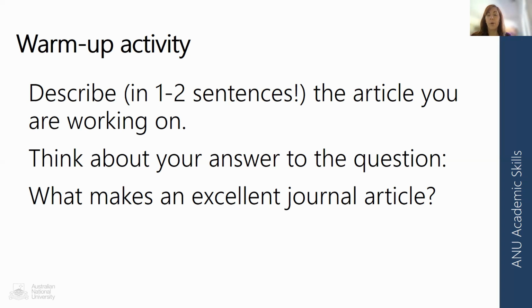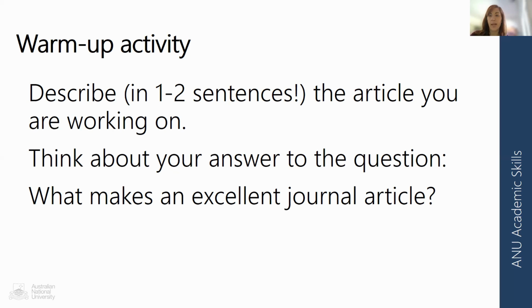I also want you to think about what makes an excellent journal article. What is it that you think makes a really excellent journal article? Some answers that I've heard from previous students in this STEM workshop are that the language is really clear and direct and concise. And so how does the language get that way? How do we get clear, concise, and direct language?